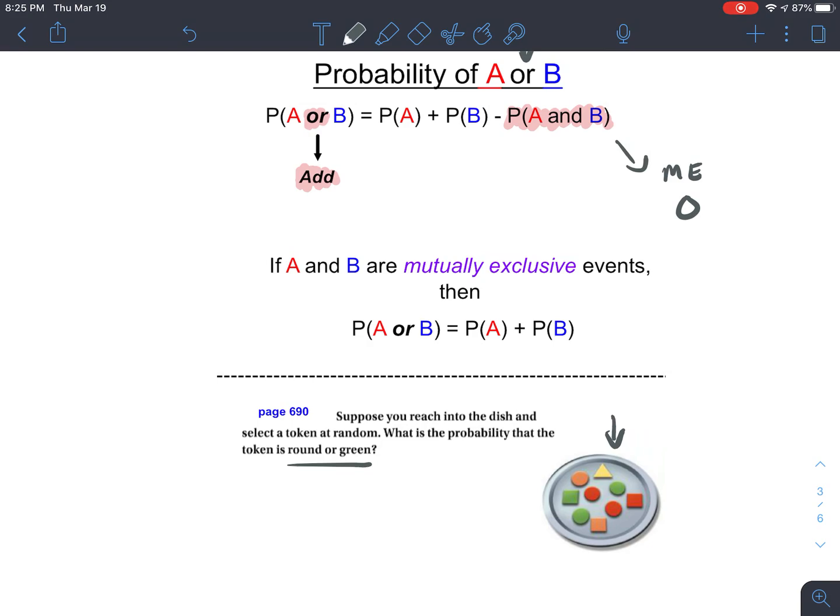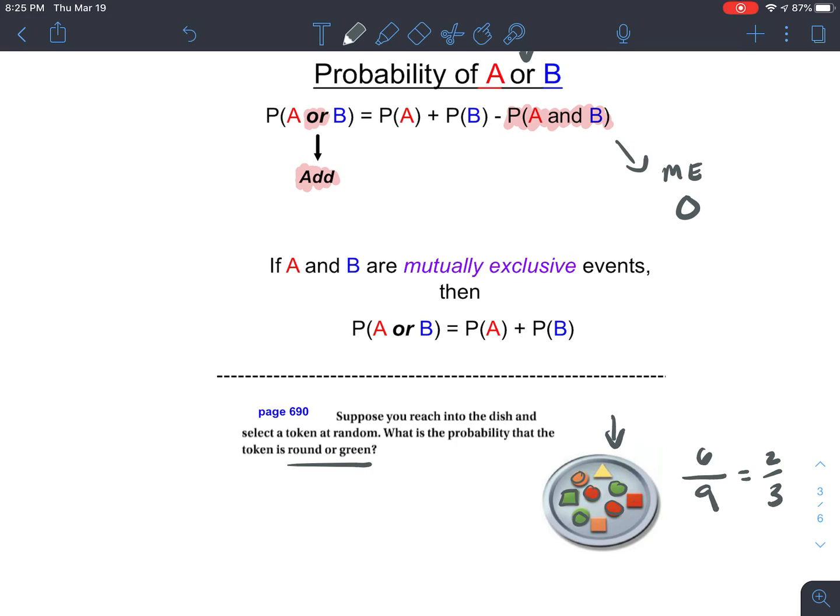The probability that something is round or green, well, first we need the total number of objects in the dish. So that's 1, 2, 3, 4, 5, 6, 7, 8, 9. We have 9 total objects in the dish. Now, in order for something to be round or green, right? Well, let's take a look at the round ones. We have 1, 2, 3, 4. And the green ones, which is just the box. So that's a total of 6 objects here. So my probability here is 6 out of 9, 6 over 9, or 2/3.